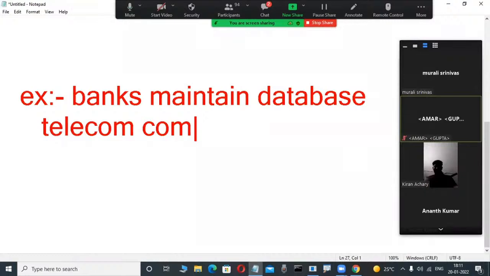Suppose, here and now, so many people nowadays are purchasing items through online portals like Flipkart and Amazon. Through those online shopping portals, they are purchasing items. Those shopping portals also maintain databases. Because when you purchase an item, how is the order number generated? Some database application is there, through the auto-increment concept only.